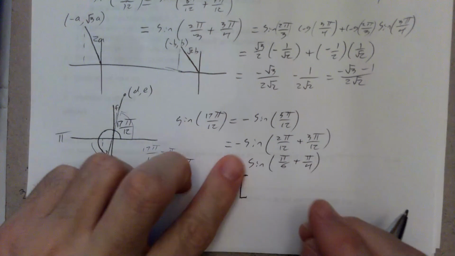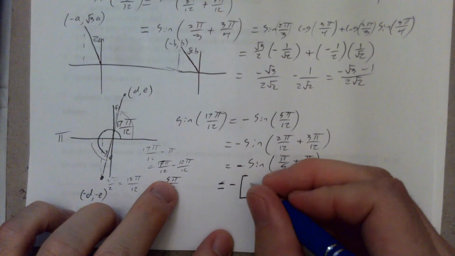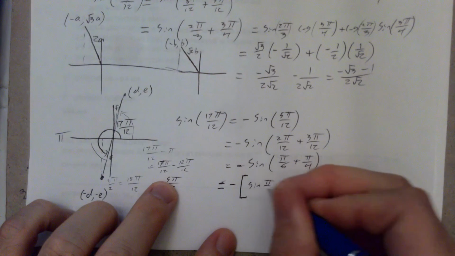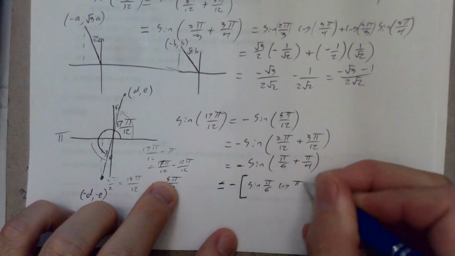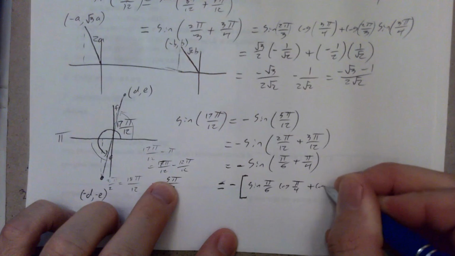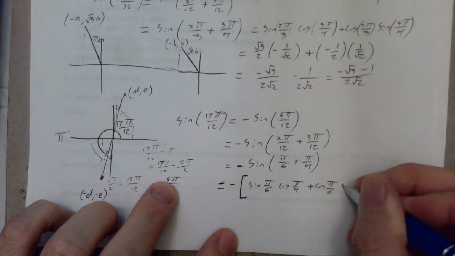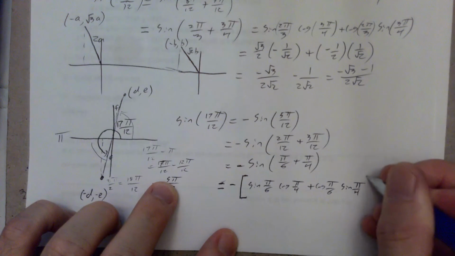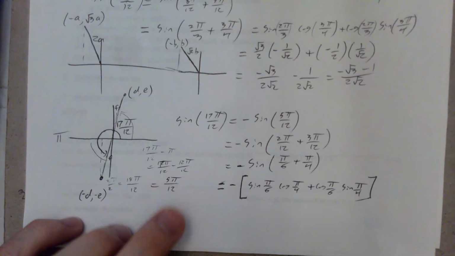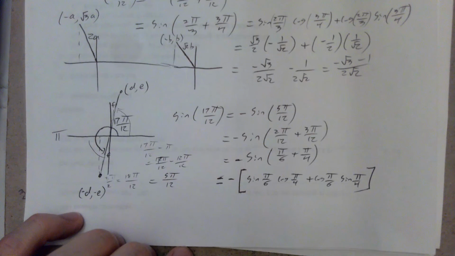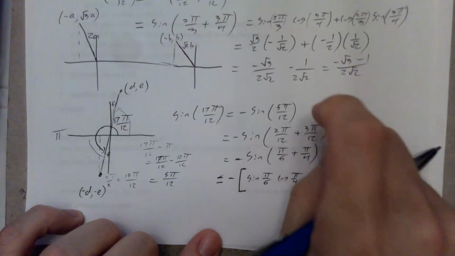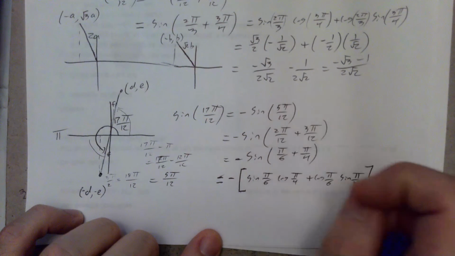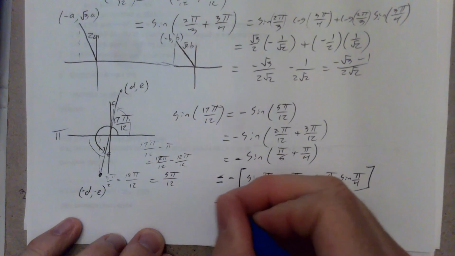I'm going to put my sine sum formula on the inside. It is going to be the sine of the first times the cosine of the second plus the cosine of the first times the sine of the second. And notice I want to make sure that I subtract both of those. Okay. So once again, it's going to look a little different than the previous expressions, but if we look at it carefully, it's going to look very similar.